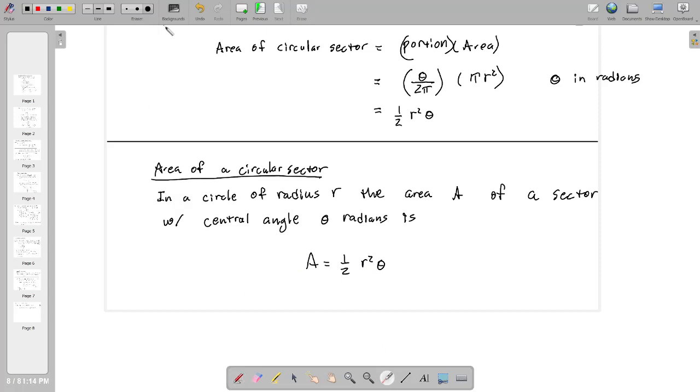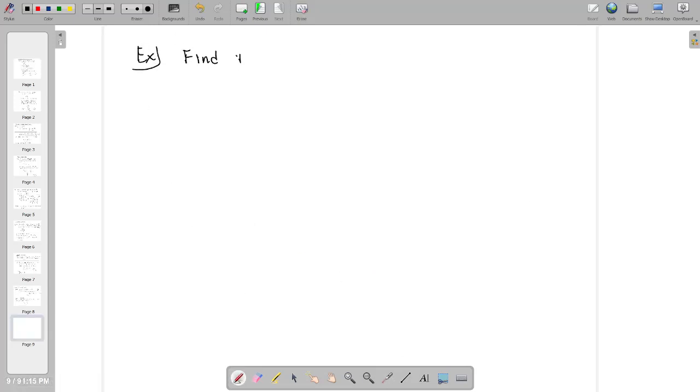Let's do an example using this. Find the area of the given sector. Suppose that we have a circle, radius 6, and we're trying to find this shaded region. Further suppose that we don't know what that angle is, but we know what the opposite angle is. This angle here is 4 pi over 3. So how would we find the area of the shaded region?